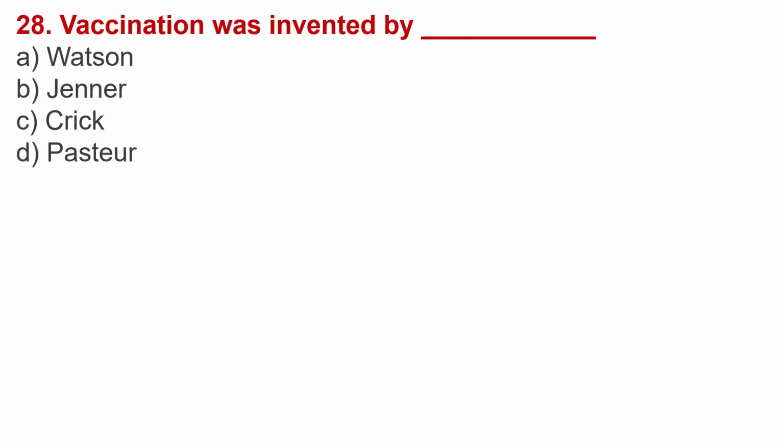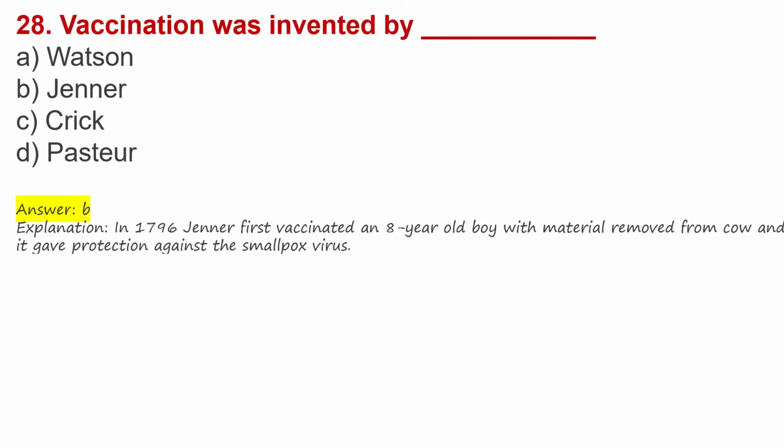Question 28. Vaccination was invented by A. Watson, B. Jenner, C. Crick, D. Pasteur. The answer is Jenner. In 1796, Jenner first vaccinated an 8-year-old boy with material taken from cowpox, and it gave protection against the smallpox virus. So Jenner is the first scientist who invented vaccination.